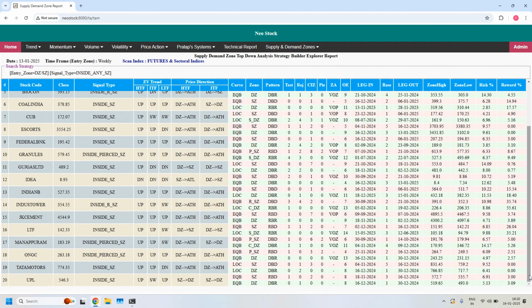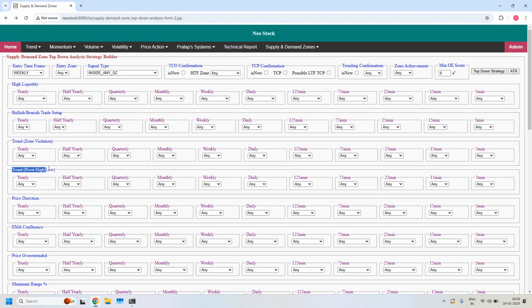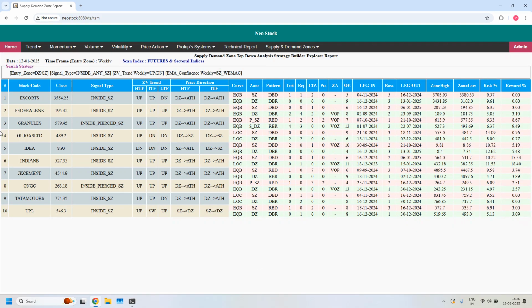Out of these 20, how many of these weekly supply zones are having weekly EMA confluence? Let's verify. In the EMA confluence at a weekly time frame, I am setting the filter weekly supply zone having weekly EMA confluence, and trend at a weekly time frame should not be sideways. It can be up or down. Let's filter. Now the list has come down to 10 stocks from 20. And these 10 weekly supply zones are having weekly EMA confluence and also current price closed inside the weekly supply zone. Some of these supply zones are pierced supply zones.